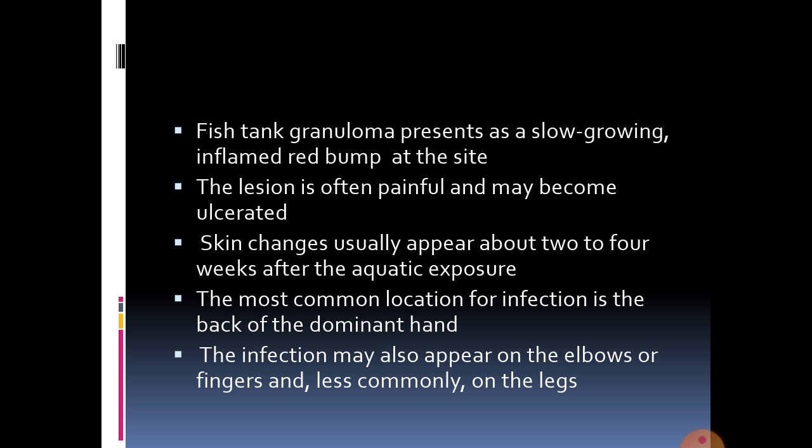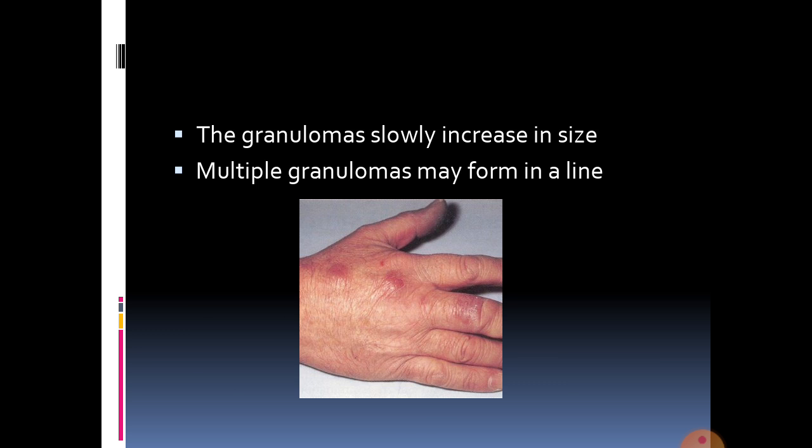Fish tank granuloma presents as a slow-growing, inflamed red bump at the site. The lesion is often painful and may become ulcerated. Skin changes usually appear about 2 to 4 weeks after the aquatic exposure. The most common location for infection is the back of the dominant hand. The infection may also appear on the elbows or fingers and less commonly on the legs. The granulomas slowly increase in size and multiple granulomas may form in a line.